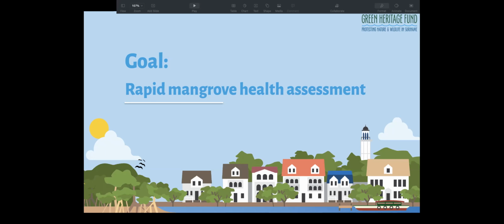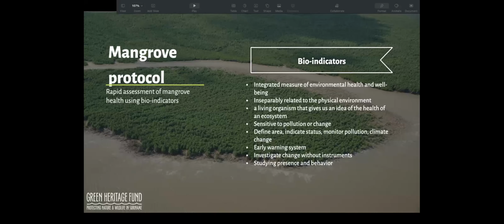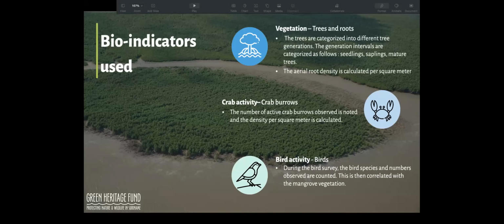As I said before, we look at observations. So we observe important bioindicators within a mangrove area.